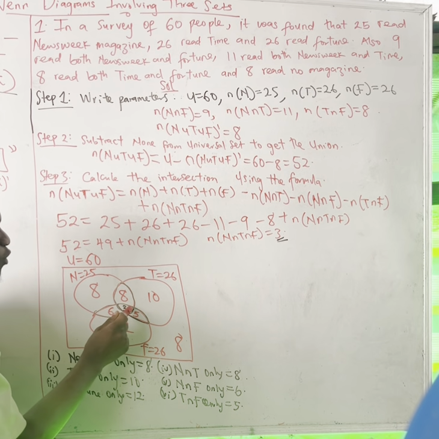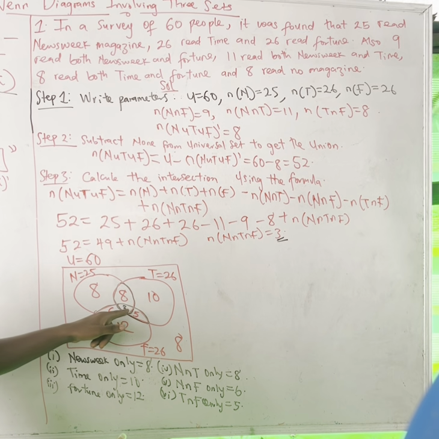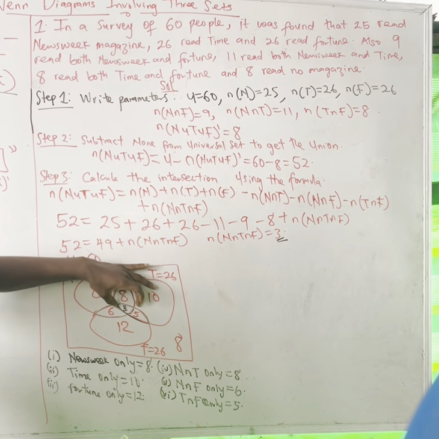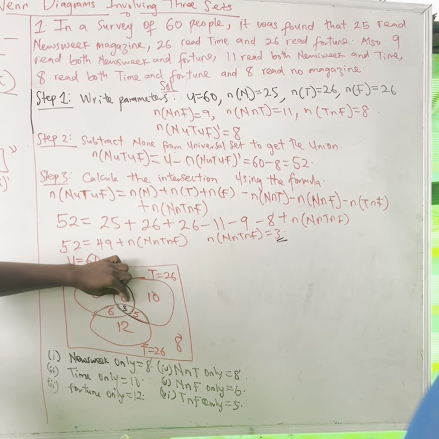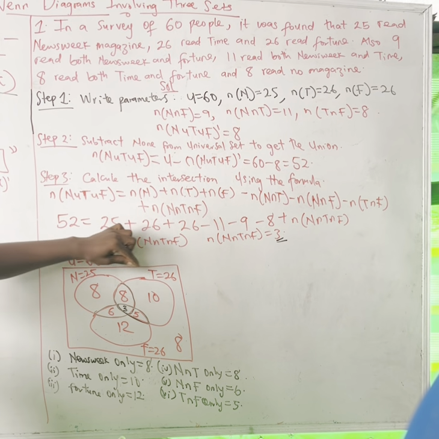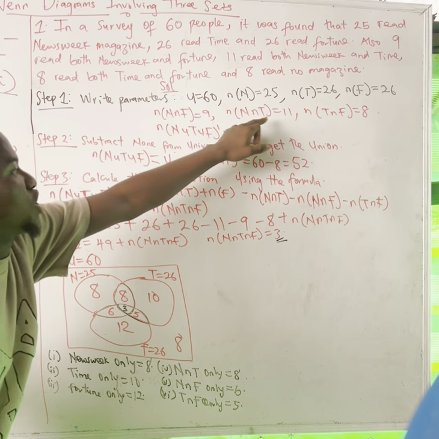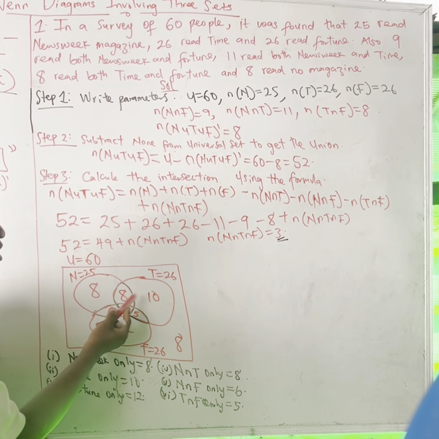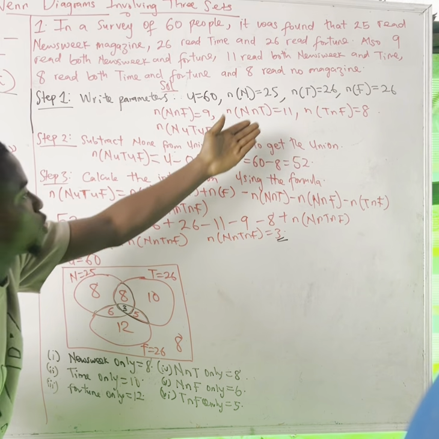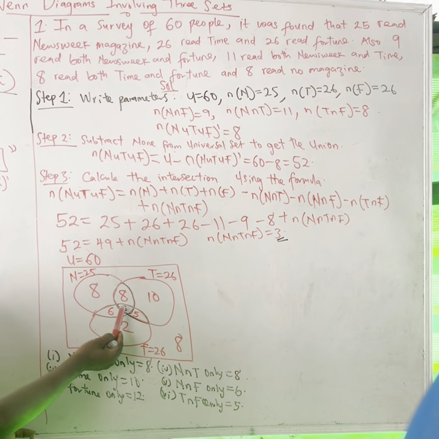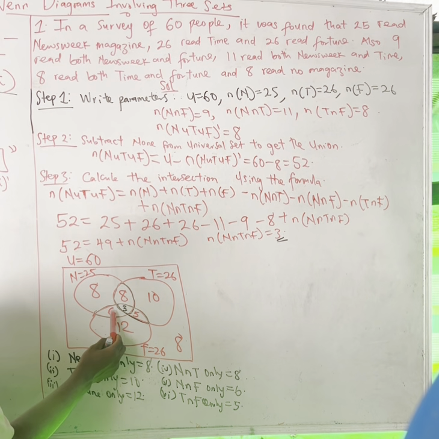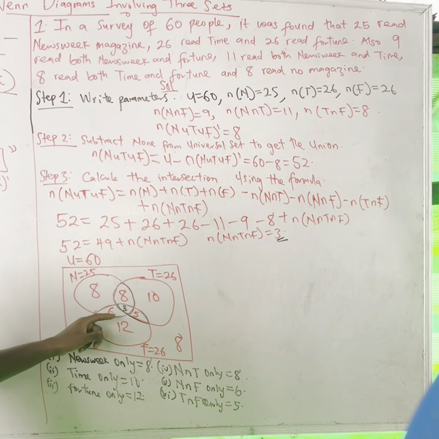You are going to start from the center. So the center of the 3 is 3, right? The addition of this and this is going to equal N intersection T. Our N intersection T is 11. So if this one is 3, this one will be 8, because 8 plus 3 gives us 11. Also, the addition of this and this will give us N intersection F. Our N intersection F is 9. So 3 plus 6 is also 9. So that is why here is 6.